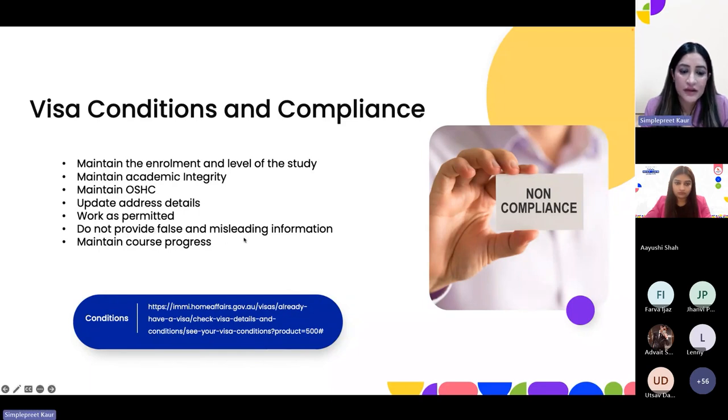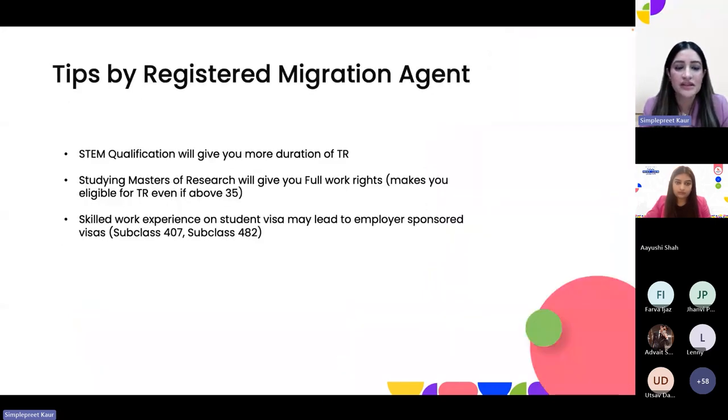Do not provide false and misleading information, because this can lead to visa refusal or visa cancellation as well. Once the student visa has been granted, even then immigration can find out whether you have provided false, fake or misleading information to the Department of Home Affairs. And we have already talked about this: maintain the course progress. Make sure you're studying properly when you're on a student visa, because this is the main criterion or requirement which you'll be meeting on the student visa. And in the end, I would like to give a few tips from the migration point of view.